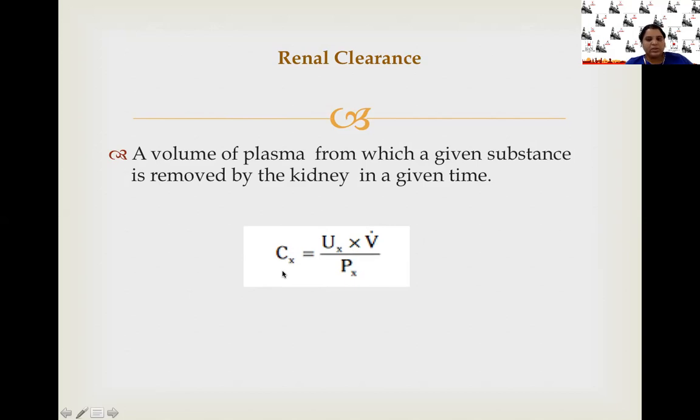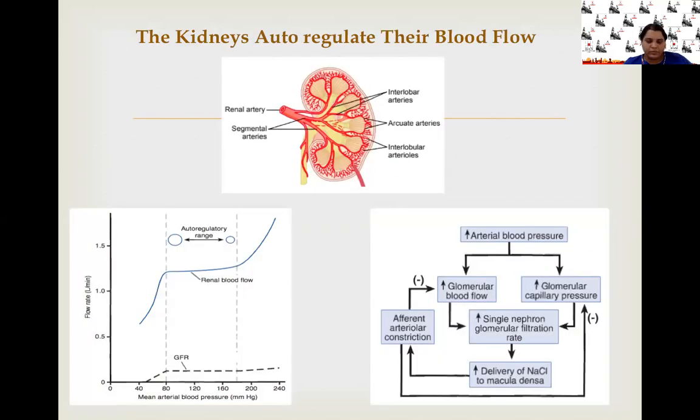As I said, to know the renal clearance, you should also have some idea about the renal blood flow. So as I said, kidney is a highly vascular structure. The kidneys are supplied by the renal arteries. Renal artery is a direct branch of the aorta. The renal artery further divides into segmental arteries, which further divide into interlobar, arcuate, and interlobular arteries. Kidney has a special property of autoregulation. That is, it can regulate the blood flow over a wide range of mean arterial pressure, ranging between 80 to 180.